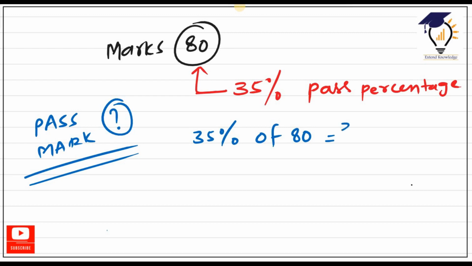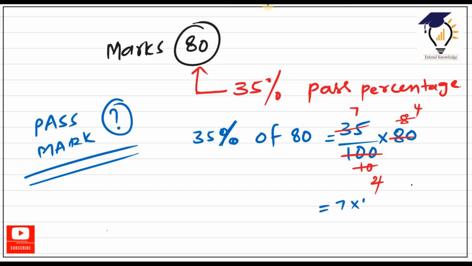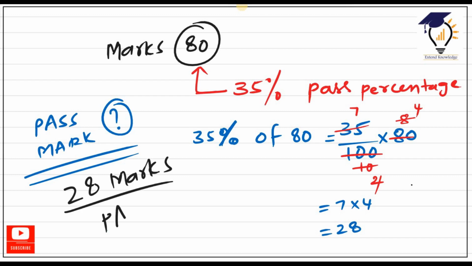That can be written as 35 by 100. Why am I writing 100? Since the percentage symbol is to be rewritten with 100. Of is times 80. Simplify this. I cancel with 10: 10 times 8 is 80, 10 times 10 is 100, and 5 times 2 is 10, and 5 times 7 is 35. Again I can go with 2 times 4. What remains is 7 on the top of 35 and 4 here. 7 times 4 is 28. So what are the pass marks to achieve? 28 marks to pass. This is how we have to work.